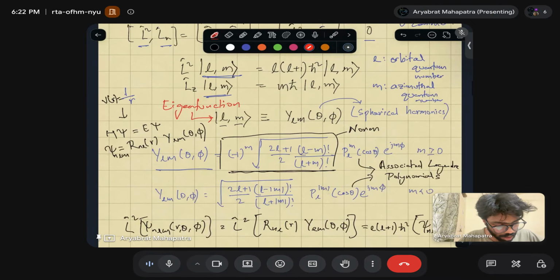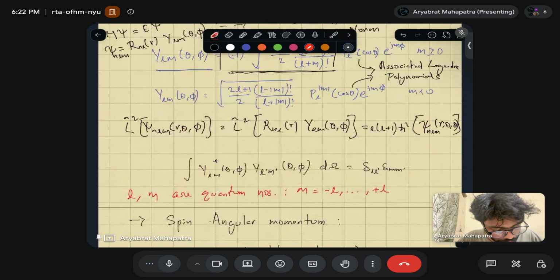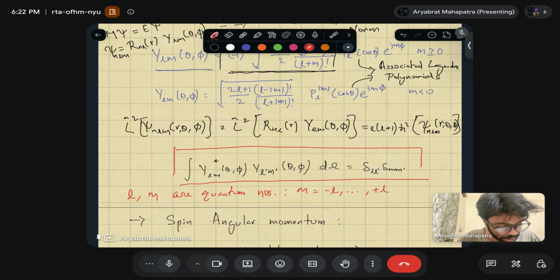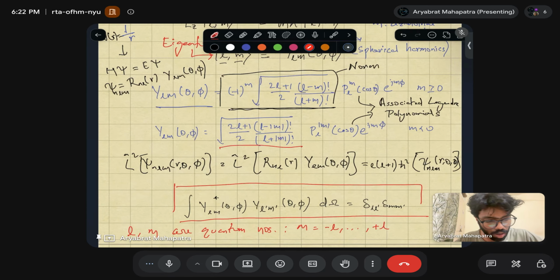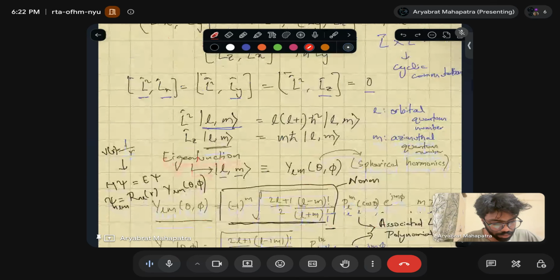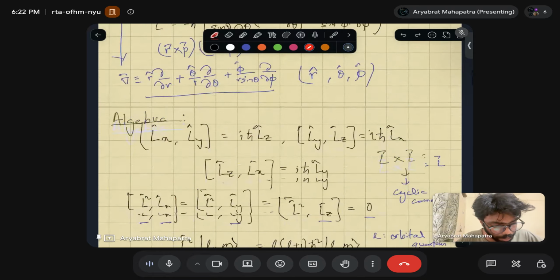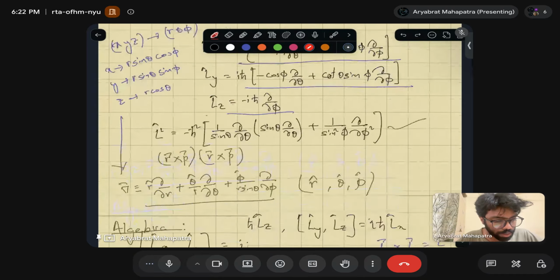So this is all, I think. And if you take their normalization, if you take the overlap integral, you will get delta functions, because we already have taken account of the normalization factor. So this is some prior information which you need to keep.